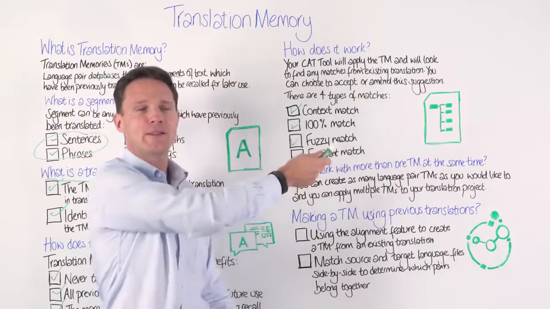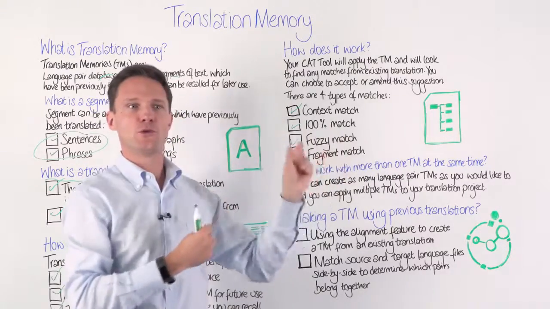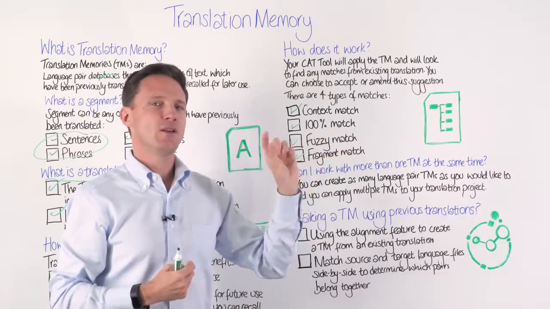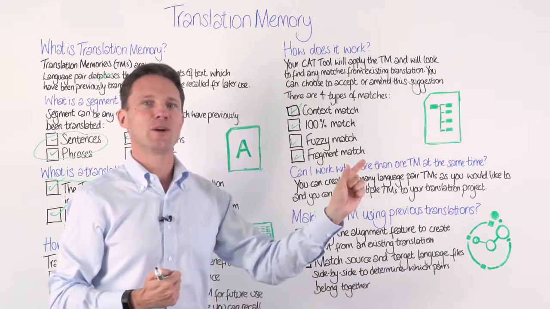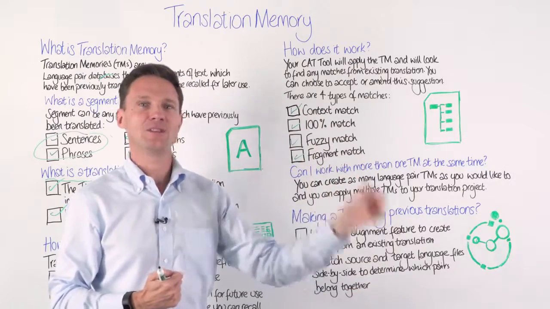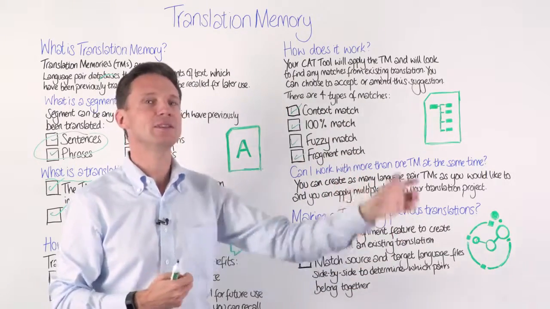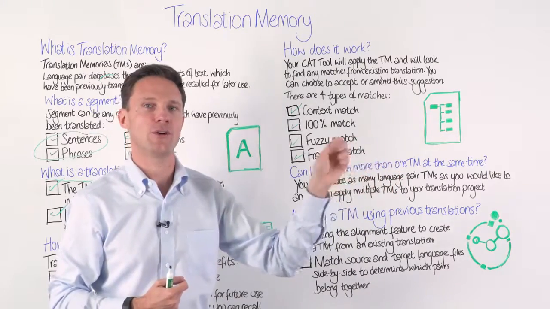A fragment match will look for those pieces and say, you actually did translate those 4 words, and here's how you translated them. And then you can decide whether to use them or not.